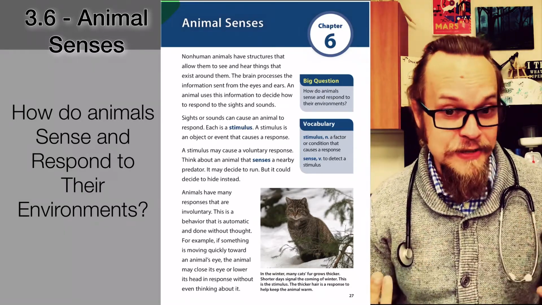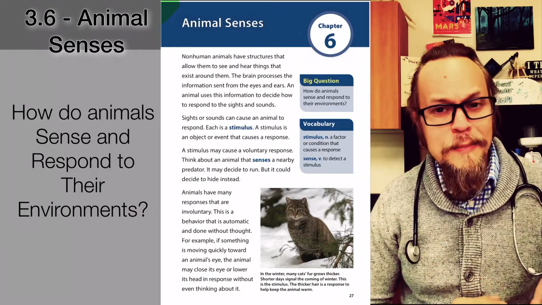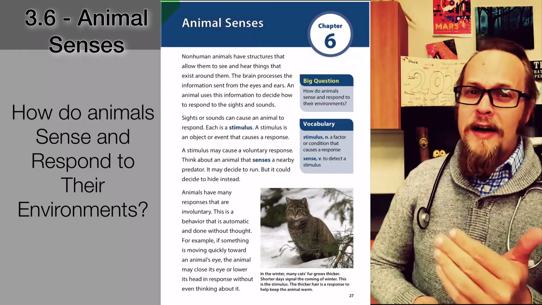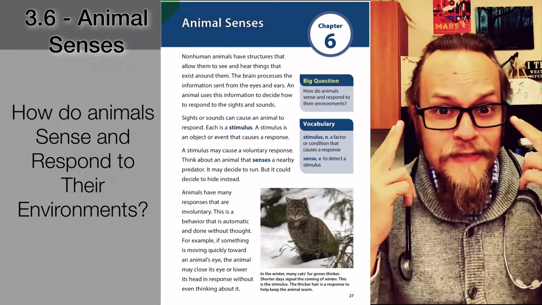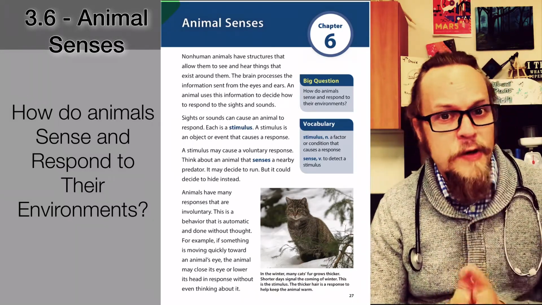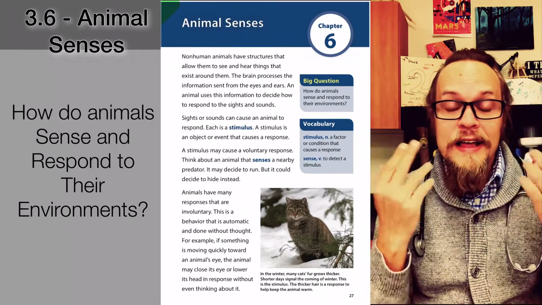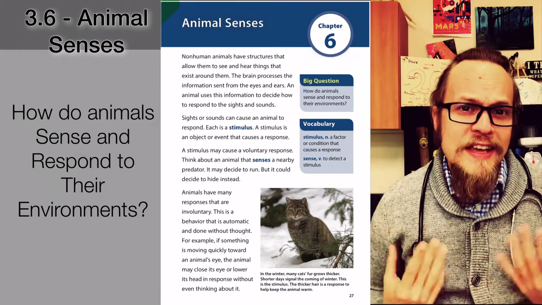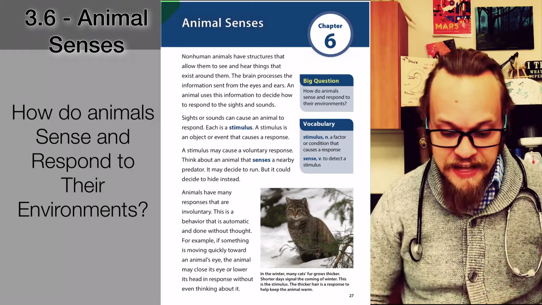So today we are on Unit 3 talking about Chapter 6, Animal Senses. On Tuesday, we talked about how humans have hearing and vision to help us survive. Well, animals also have senses such as sight, hearing, taste, touch, smell, everything that we have. They can sense the world around them to help them survive.